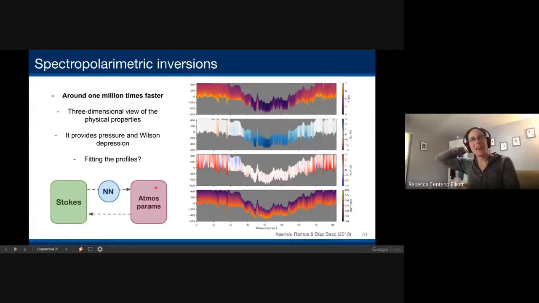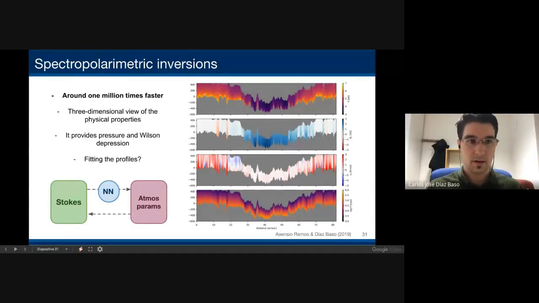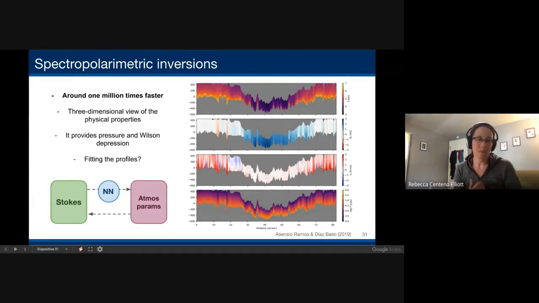So maybe do I understand that you're using this as a form of regularization or something like that? So penalizing the neural network when the Stokes profiles don't match? Yeah, you can see it like this. Yeah. Okay, thanks.